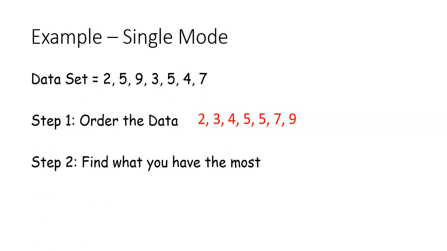Step 2 is to find what you have the most. Well, we have 2 5s. Ta-da! Everything else we only have 1 of. So that means your mode is equal to 5. Easy, right? Super easy. So, let's do another example.